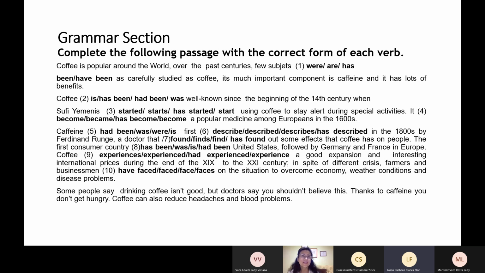Okay. Some people say drinking coffee isn't good, but doctor says you shouldn't believe this. Thanks to caffeine, you don't get hungry. Coffee can also reduce headaches, que son dolores de cabeza. Headaches. And blood problems. Okay, que son problemas sanguíneos. Blood problems, okay? Remember what you have to do.